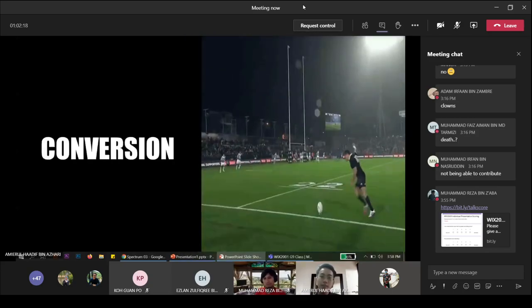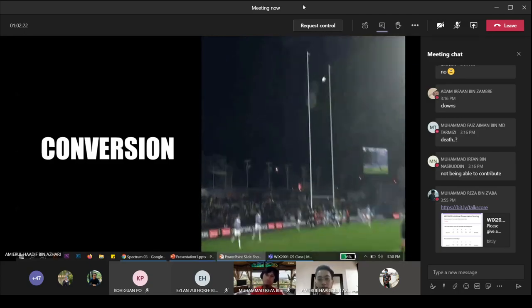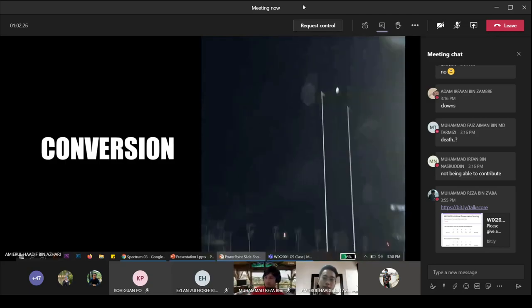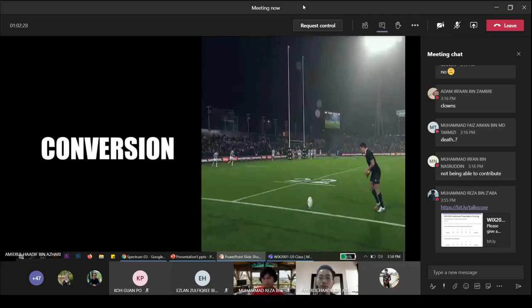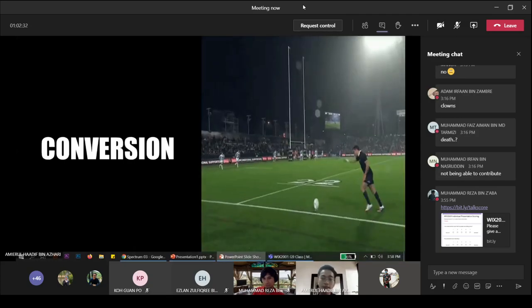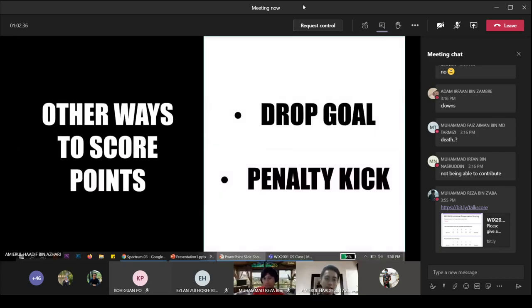After the try, your team needs to take the conversion. Only one kicker needs to kick the ball inside the goalpost. And if you successfully kick the ball into the goalpost, your team will receive another 2 points for the game. Other ways to score points in rugby are by doing a drop goal or a penalty kick. Both of these will give the team 3 points respectively.